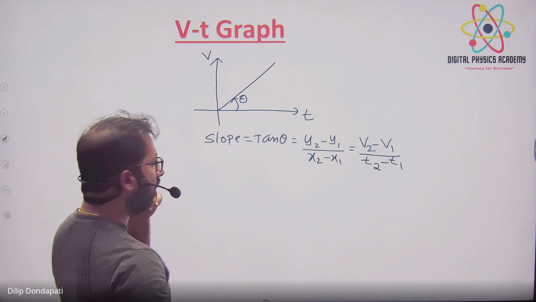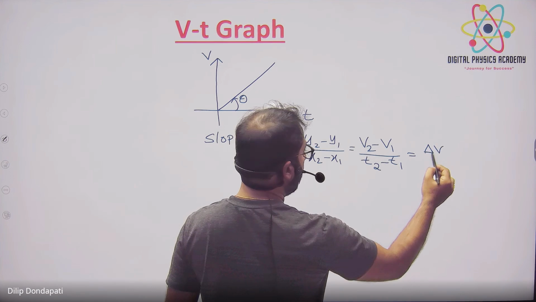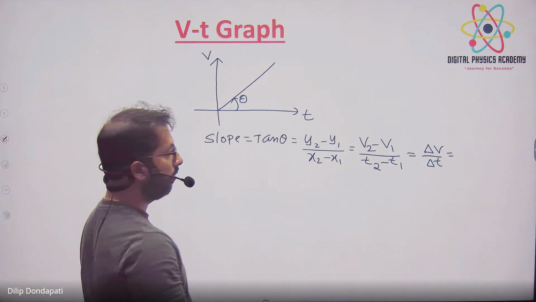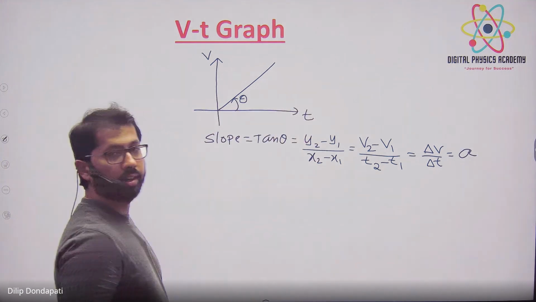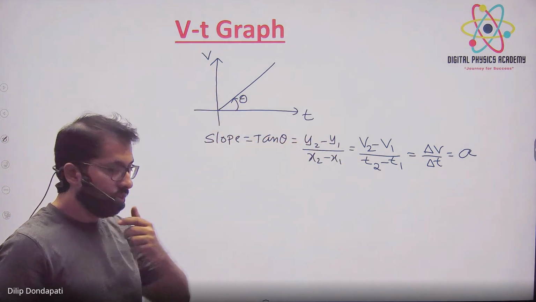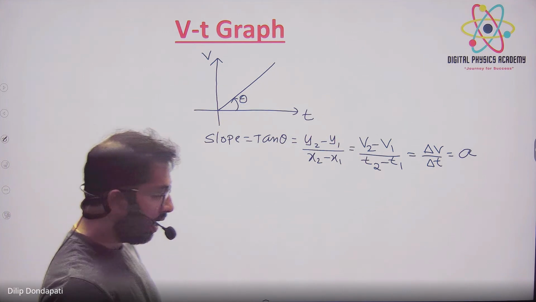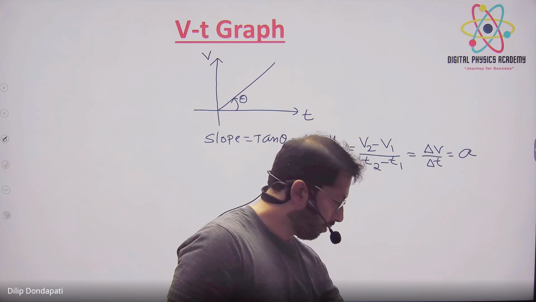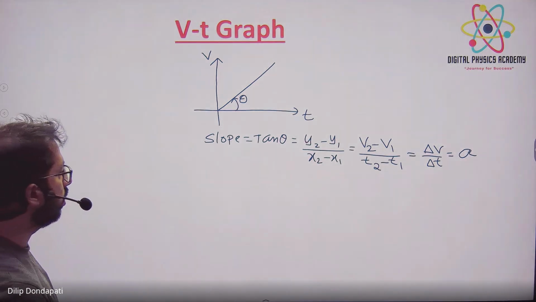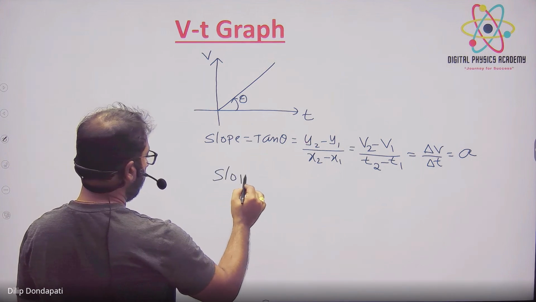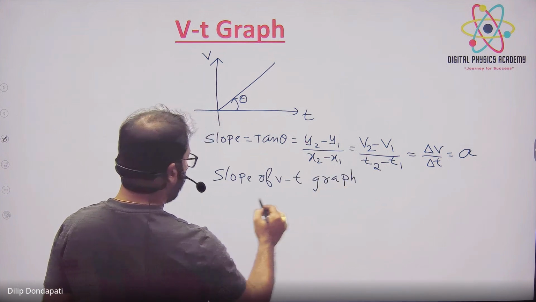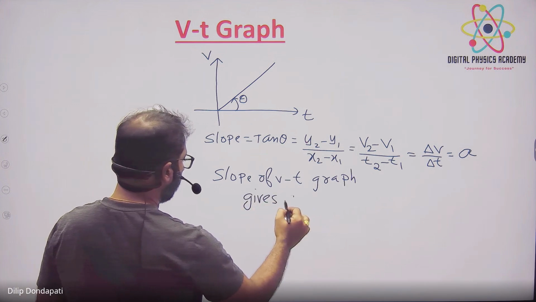Right? And changing velocity by changing time is nothing but what? Delta v by delta t is rate of change of velocity is called as acceleration. मतलब I can tell like this. Slope of velocity time graph gives acceleration. लिखो. Slope of velocity time graph gives acceleration.